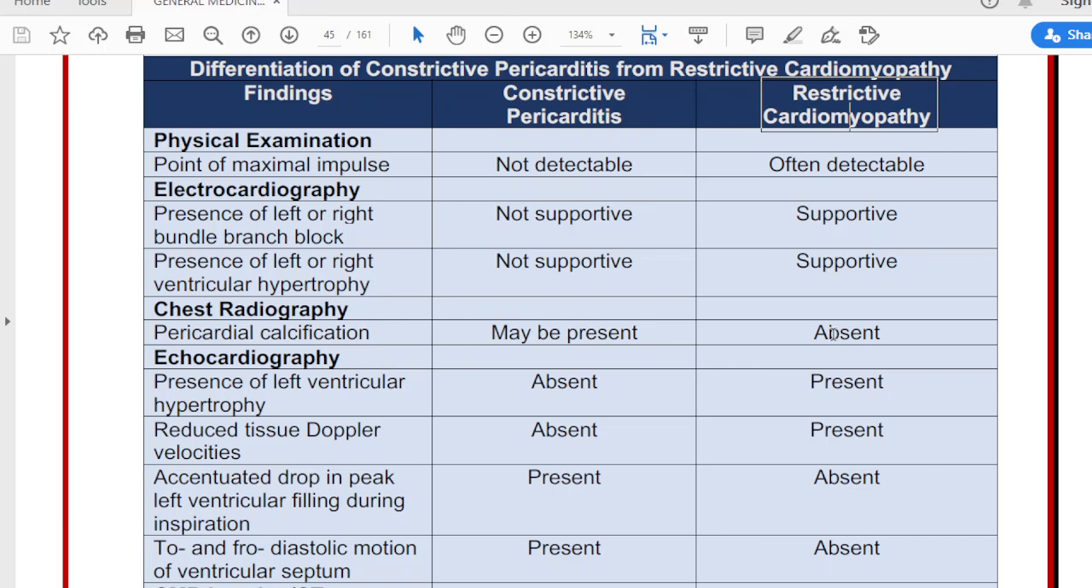Restrictive cardiomyopathy: absent. Echocardiography. Presence of left ventricular hypertrophy: constrictive pericarditis absent, restrictive cardiomyopathy present. Reduced tissue Doppler velocities: constrictive pericarditis absent, restrictive cardiomyopathy present. Accentuated drop in peak left ventricular filling during inspiration: constrictive pericarditis present, restrictive cardiomyopathy absent. To and fro diastolic motion of ventricular septum: constrictive pericarditis present, restrictive absent.